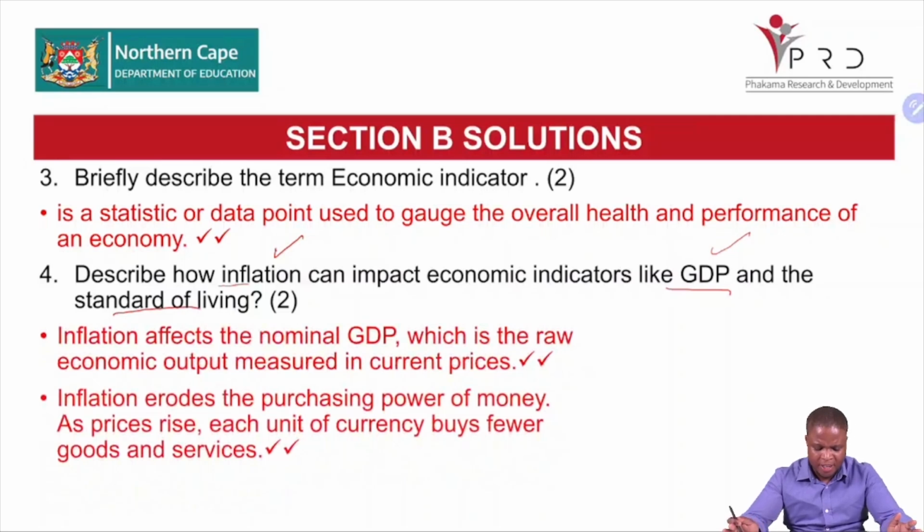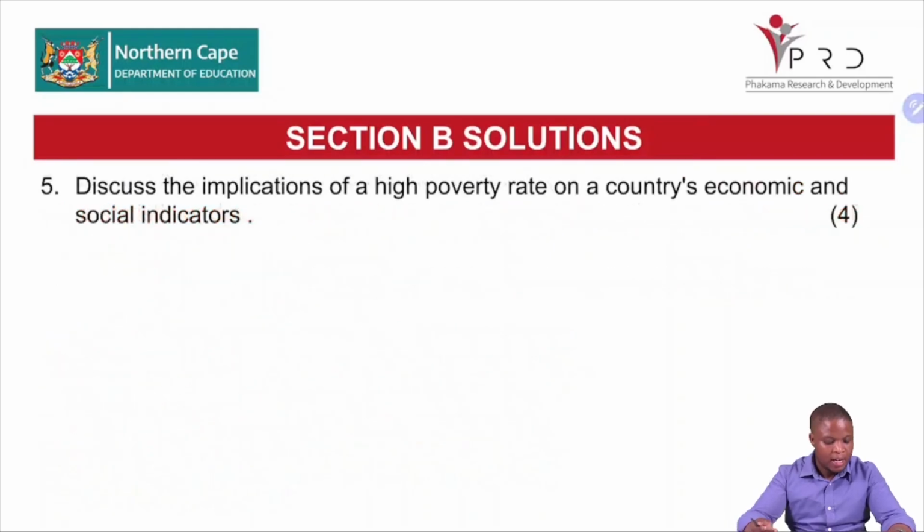Let's make it very easy. Inflation will reduce our standard of living because prices are high. And it also can have an impact on the GDP because production may decrease. That is the easiest way to answer this. Discuss the implication of high poverty rate on a country's economic and social indicators.